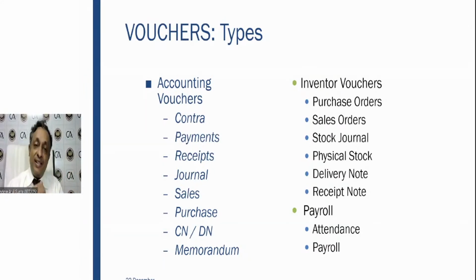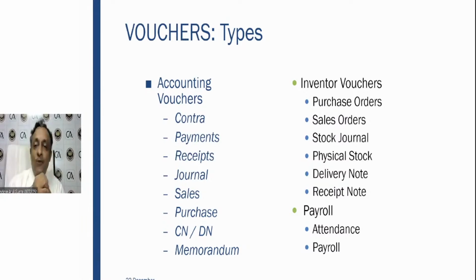Receipt: cash receipt, bank receipt, and within bank receipt. Suppose all your India customers make payment in State Bank of India and your outside India customers make payment in ICICI Bank. So for receipt voucher, you can have State Bank of India receipt voucher, ICICI Bank receipt voucher. Journal, a debit and a credit. Adjustments and rectifications are done through journals.